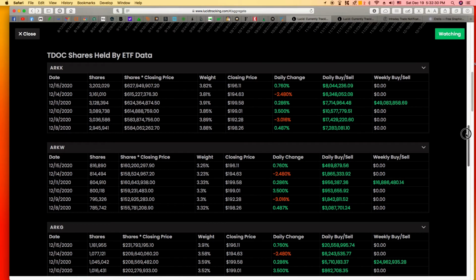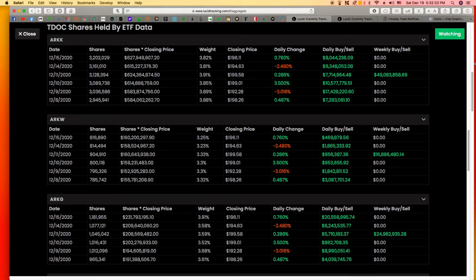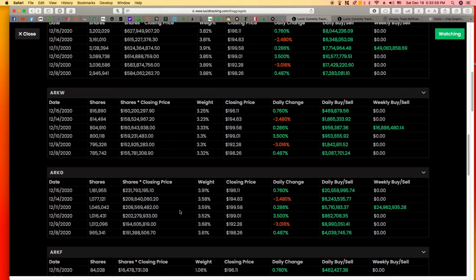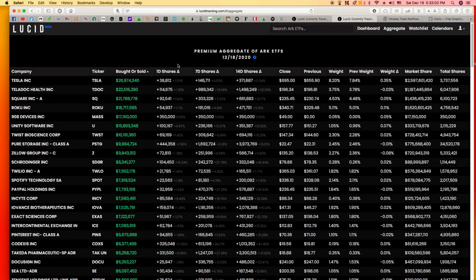And as you can see here, if you scroll down, you can see that the shares pretty much in all of ARK's ETFs have been going up, even just from the beginning of this month, the beginning of December. If you see here, the total shares closing price, look at this, just in ARK F on December 8th, they had 34,000 shares. And a week later, they were up to 84,000 shares just in that one ETF. And as you see, it's gone up in all of them. Even total, TelaDoc is number two total market value bought with $22,515,290 worth of shares, second only to the mighty Tesla.